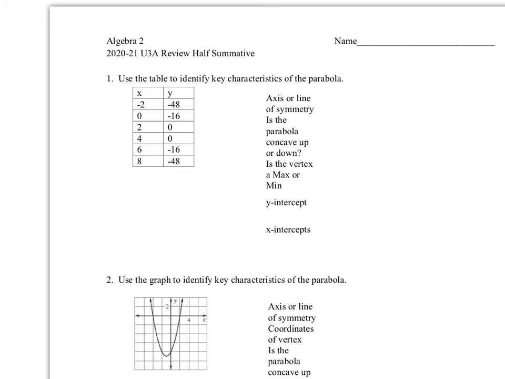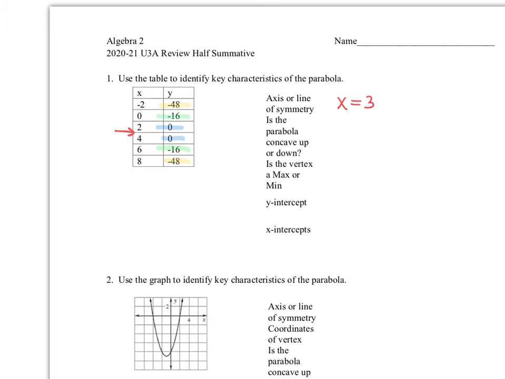So you can see here that you have similar outputs here, similar outputs here, same outputs here. So your vertex has to be halfway between -2 and 8, or halfway between 0 and 6, or halfway between 2 and 4. They'll all bring you to the same value. So our vertex must be halfway between 2 and 4, which is at x equals 3. So your axis of symmetry is x equals 3.